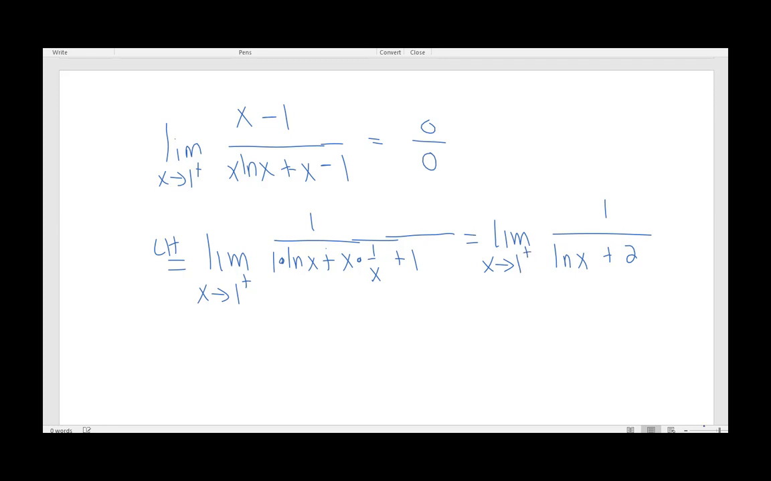Now what we excitedly notice here is if I plug 1 back in, I don't have an infinity or a 0 in the numerator. I just have 1 in the numerator. And then when I plug 1 down here, ln of 1 is 0. So this whole thing is 1/2, which is the value of my limit.